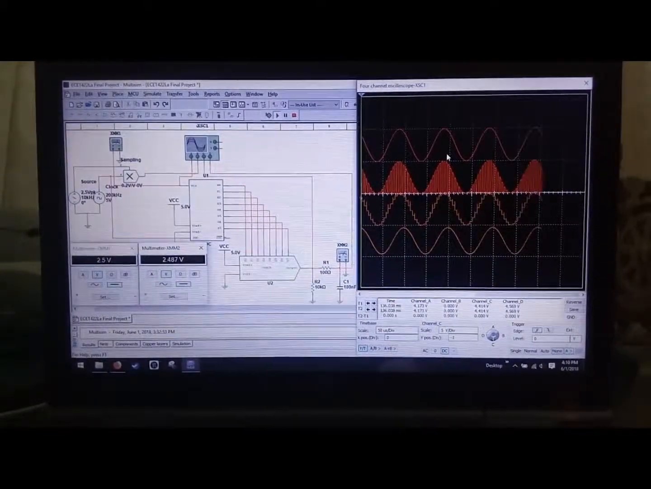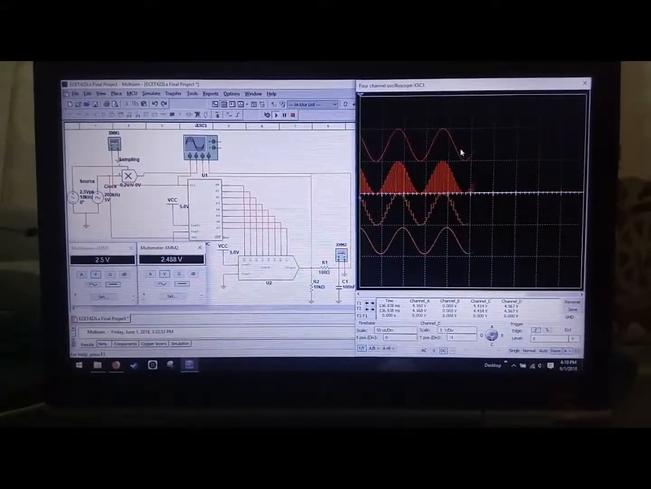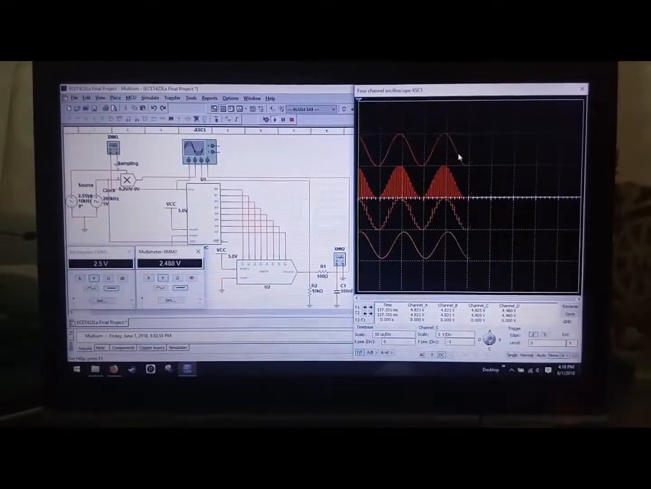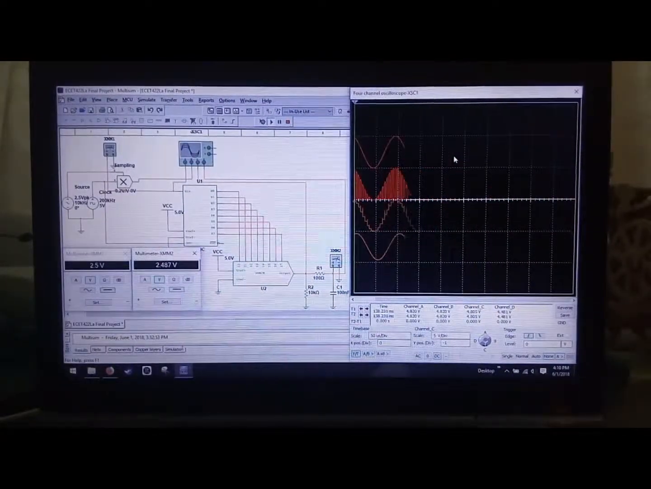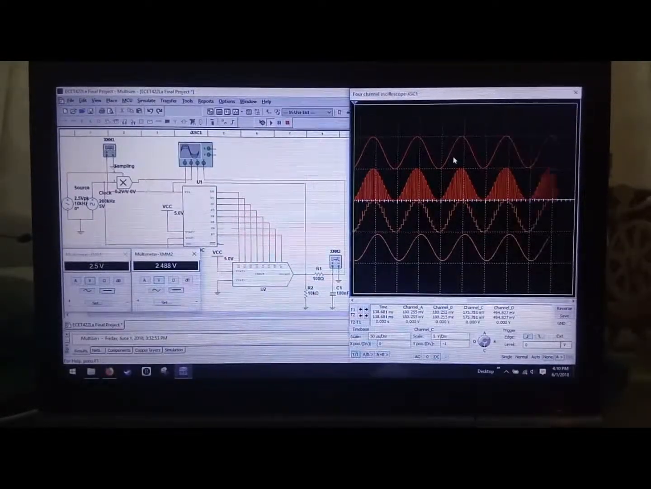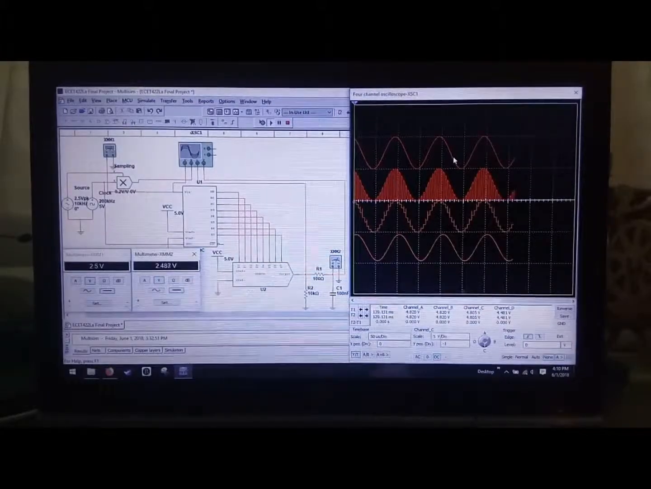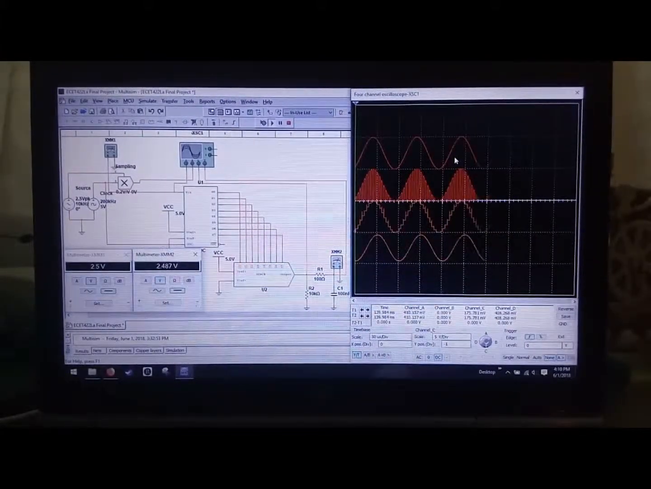The very top part is our input signal, that is the 2.5 volts peak-to-peak signal that we inputted in the start of our circuit. The next one is the sampled input with the clock. This looks awfully like a pulse amplitude modulated signal.